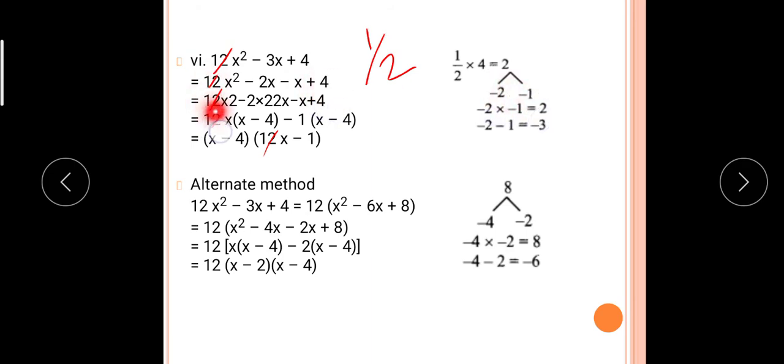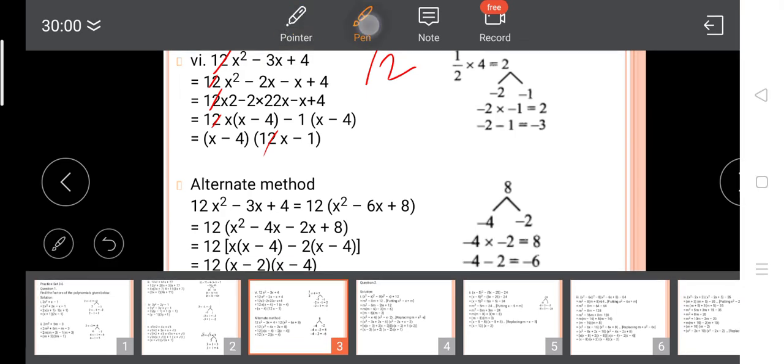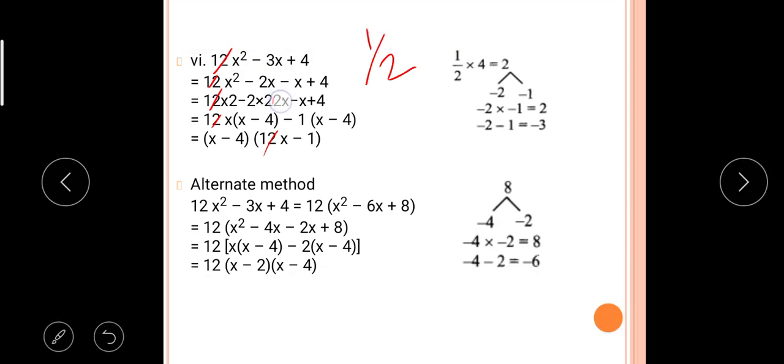So 1 by 2 x square minus 2x... this 1 by 2 is extra, right? So this cancels out. It is a typing mistake. So 2x minus x plus 4. By taking 1 by 2x common in one bracket, x minus 4 remains, and minus 1 in the bracket, x minus 4 remains.